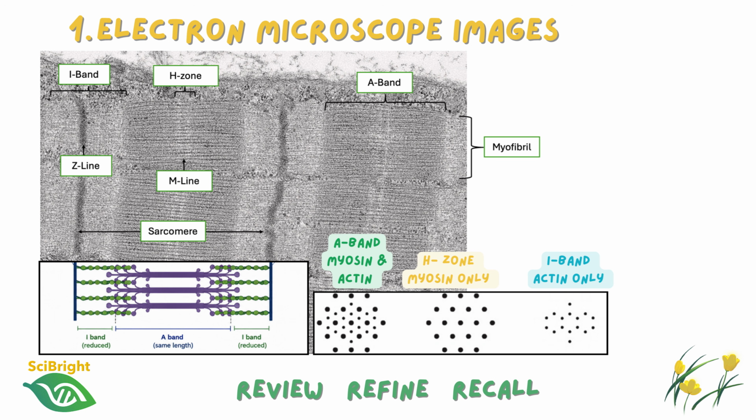The light band is the I band, and note the vowel I in light, and this is where we have thin actin. Then we have the dark band. And again, to remember that it's the A band, note the A in dark. This is where there is thicker myosin overlapped with actin.